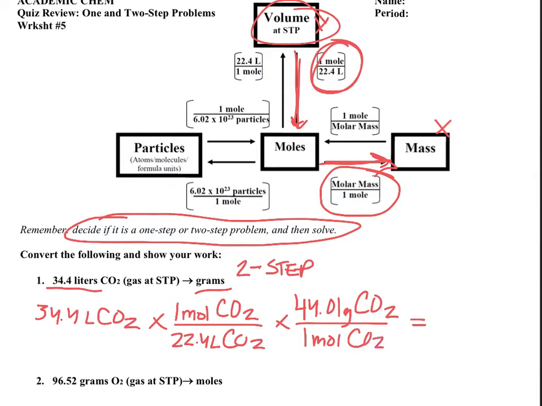Now, once I do that, again, double check. Liters cancel, moles cancel. You're left with grams, so that looks good. Put that all in your calculator, and you end up with about 67.6 grams of CO2. Make sure you throw that in your calculator and see if you're getting the same answer. If not, you might be doing your calculator work wrong.